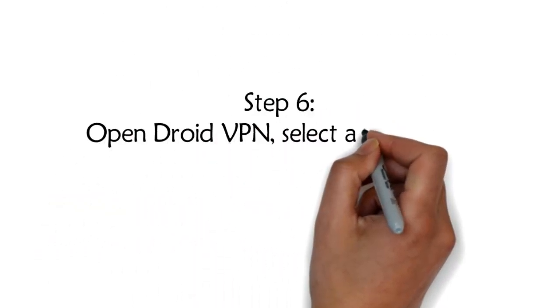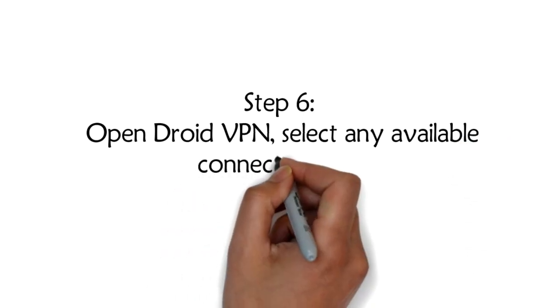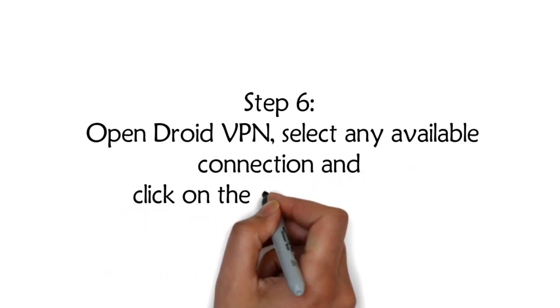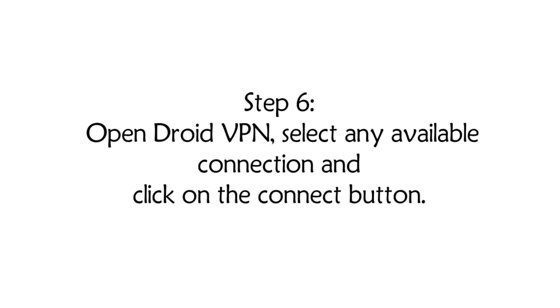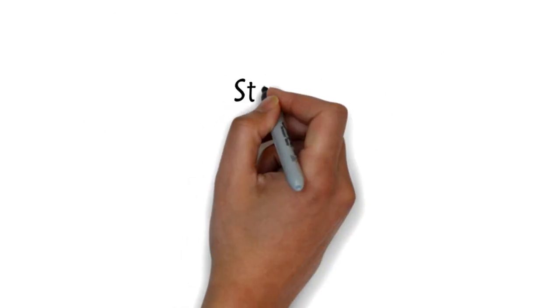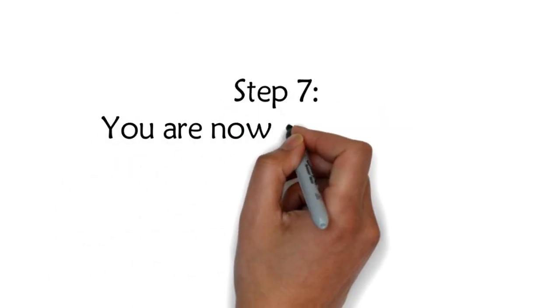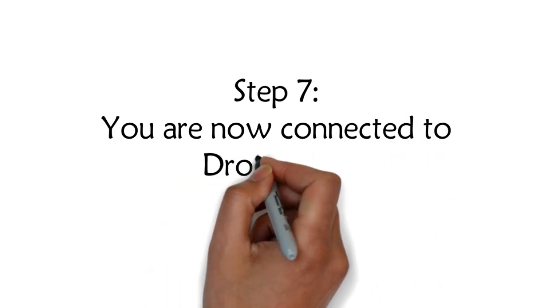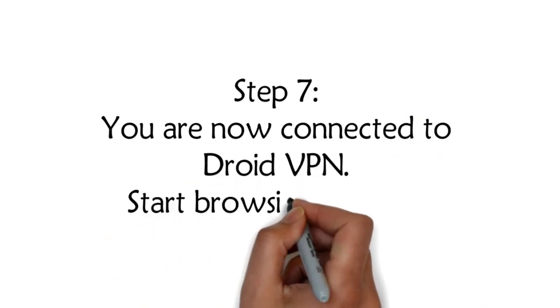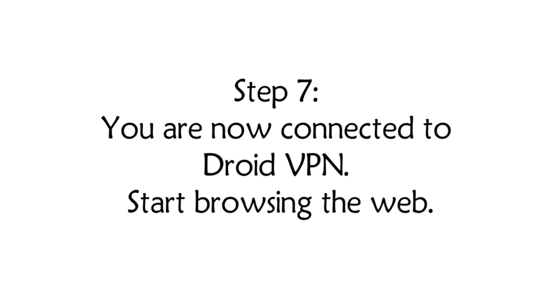Step 6. Open Droid VPN. Select any available connection and click on the Connect button. Step 7. You are now connected to Droid VPN. Start browsing the web.